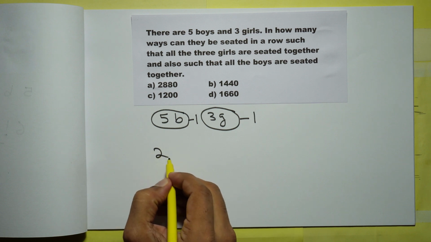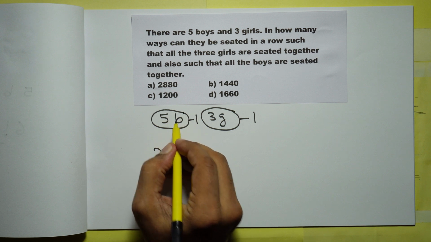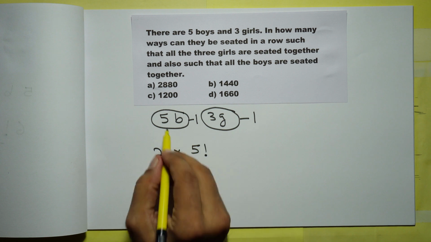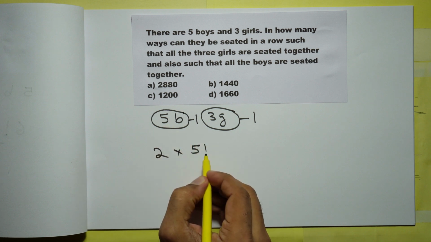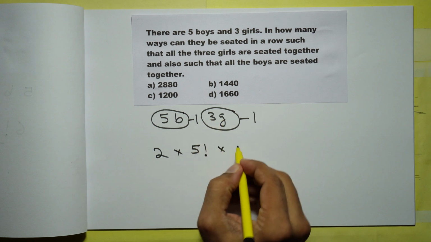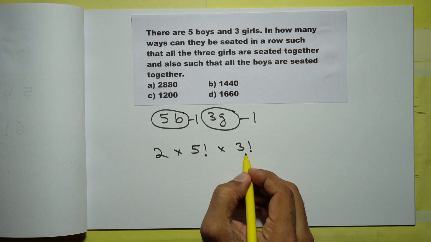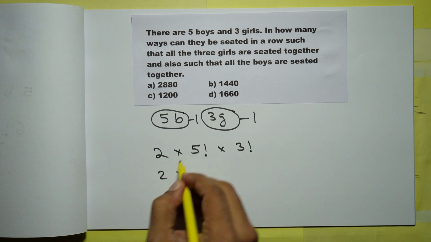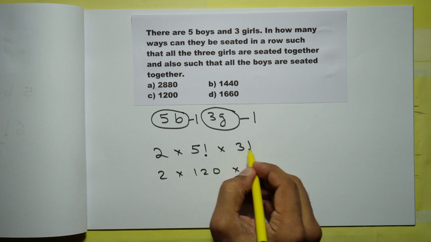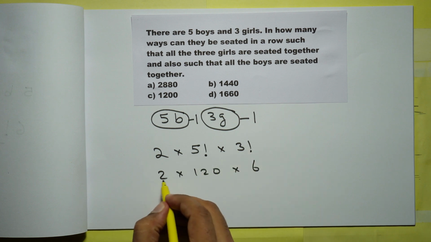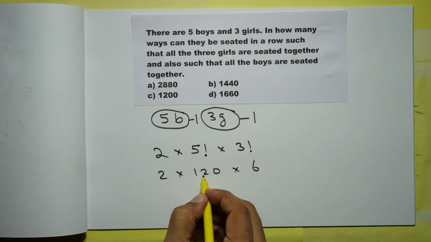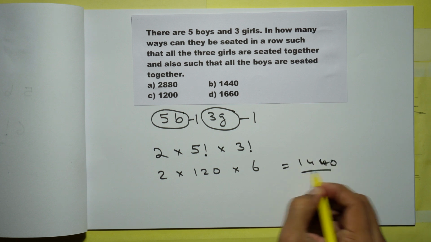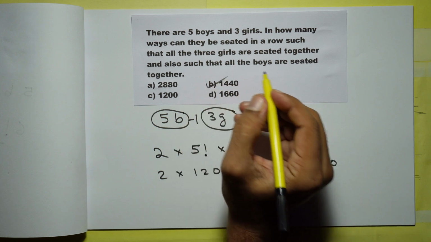And in each of these 2 ways, the 5 boys among themselves can be interchanged in 5 factorial ways. And in each of these 2 into 5 factorial arrangements, the 3 girls among themselves can be interchanged in 3 factorial ways. So this is the total number of arrangements. So we'll just calculate the value. 2 into 5 factorial, that is 120, into 3 factorial, that is 6. That is 2 into 6, 12, 12 into 120, 1200 and another 240. So 1440, that is option B.